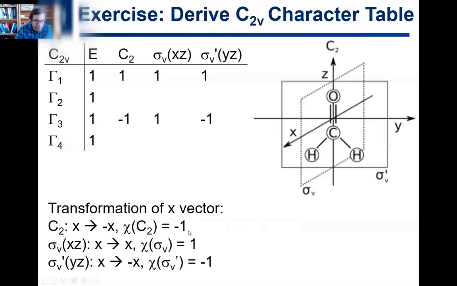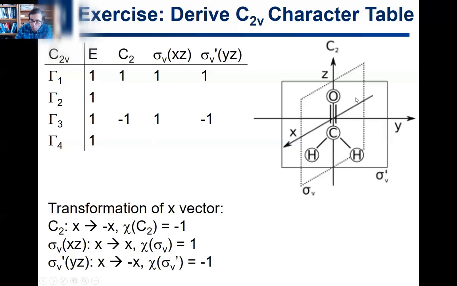So that character is going to be -1. Now let's do a sigma v, so mirror plane reflection xz. So this is a vector, the x vector, and I'm trying to do this dash mirror plane, this xz. Well, that x vector is in the mirror. Anytime you have a vector or any point in a mirror, that point's not going to move. It's in the mirror. So x is just going to go to x. And so the character chi of sigma v is going to equal 1. X went to x. If it goes to the same thing, you put a 1. So I put a 1 there.